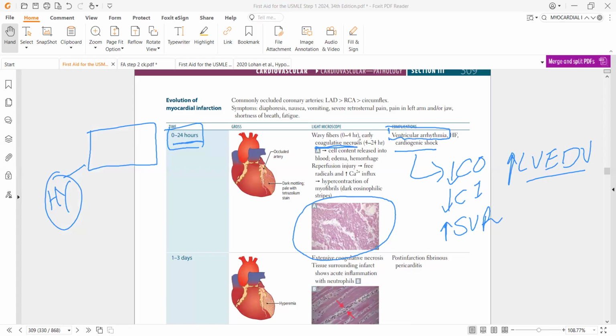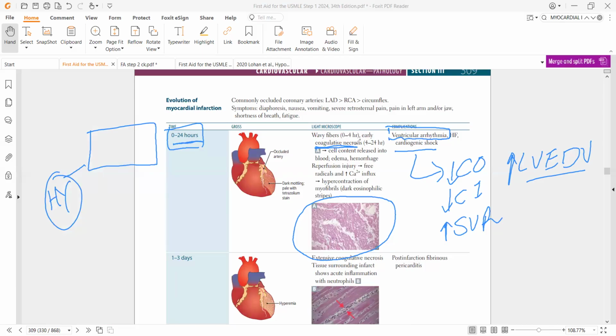In myocardial infarction, the necrosis is a coagulative necrosis. So in coagulative necrosis, is the architecture of the cell preserved or not? I'm asking you the question. Preserved. It is still preserved. Again, high yield, and the reperfusion injury.